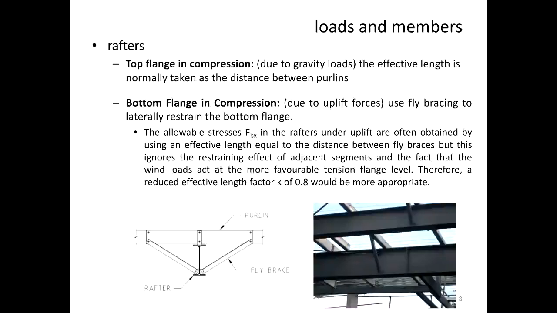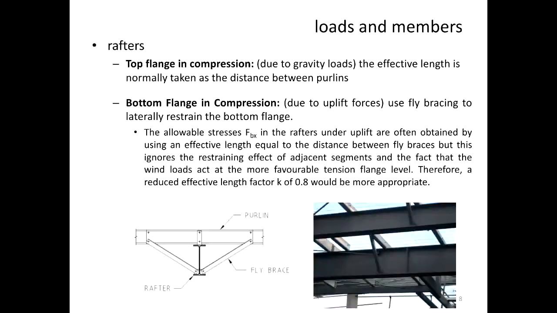Okay? And it's the same thing with the columns. When you have the columns, that's the inner part of the column, because that's where the rafter connects, the knee. So the column flange will fail by buckling as well. Is that right? To prevent that from happening, we provide fly bracing to the inner flange, which prevents local buckling of that flange. And that fly bracing is connected to the girts on the wall.